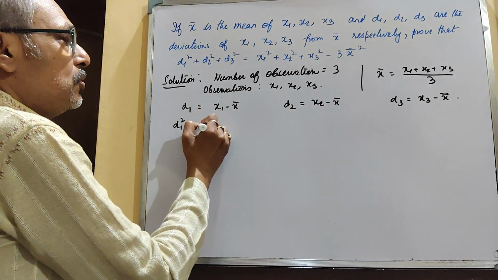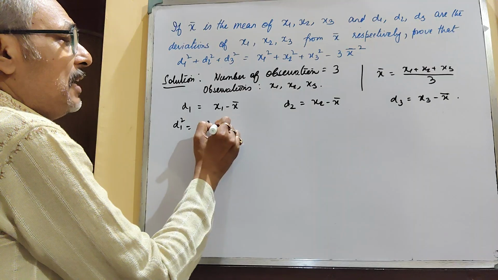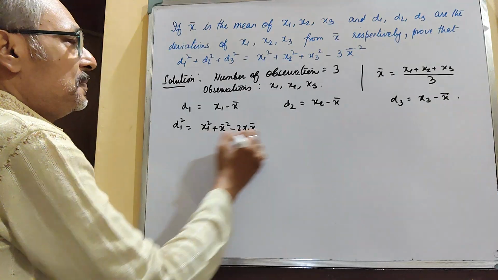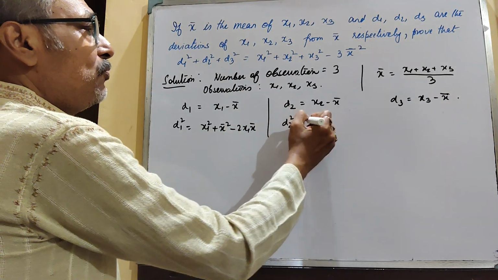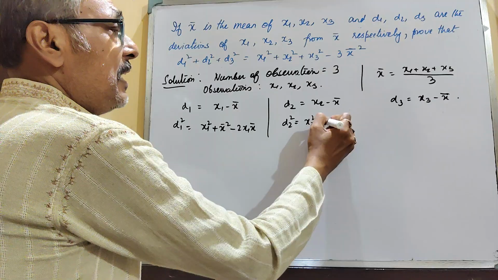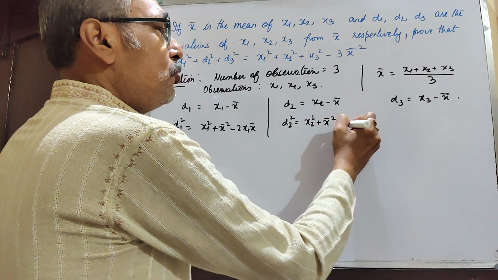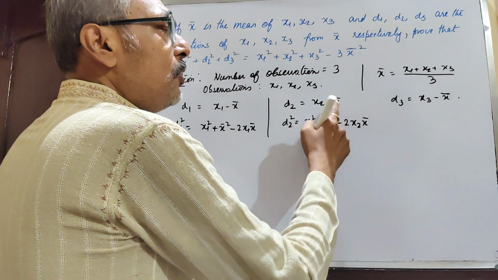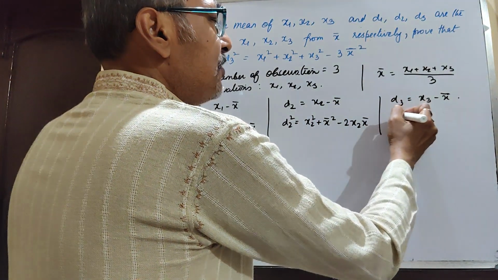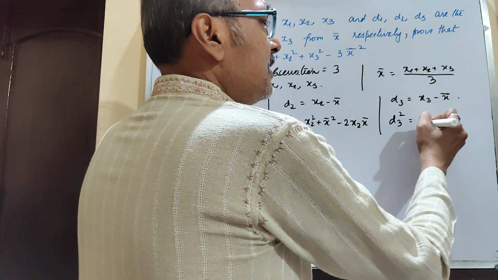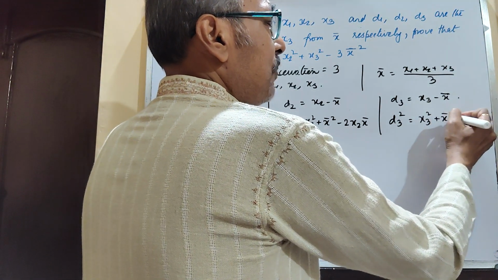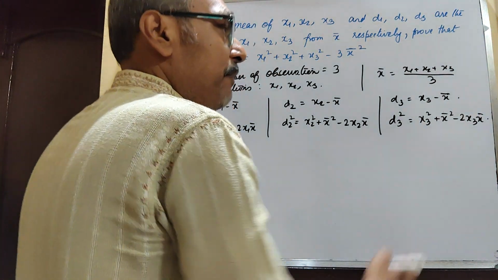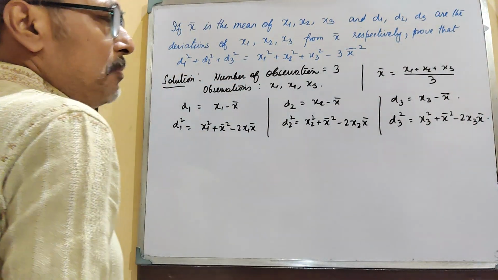d1, we take the whole square, that is x1 squared plus x bar squared minus 2 x1 x bar. Similarly d2 squared is x2 squared plus x bar squared minus 2 x2 x bar. This is basically the a minus b whole square formula. Now d3 squared is x3 squared plus x bar squared minus 2 x3 x bar, again the a minus b whole square formula.